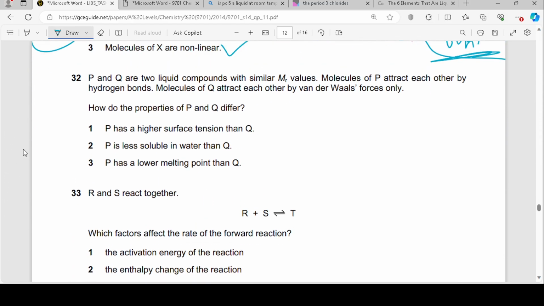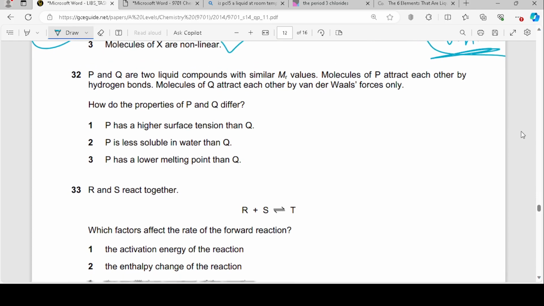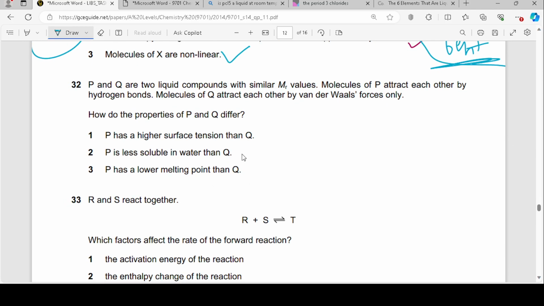P and Q are two liquid compounds with similar Mr values. Molecules of P attract each other by hydrogen bonds. Molecules of Q attract each other by van der Waals forces only. How do the properties of P and Q differ? So they are liquids with similar Mr values, and P has hydrogen bonds, right? Because of that, can I say that P has a higher surface tension than Q? Definitely, because of the hydrogen bonding. It is going to have a higher surface tension because that's similar to how water is, and water also has a high surface tension compared to something that does not have hydrogen bonding, like hexane or something.